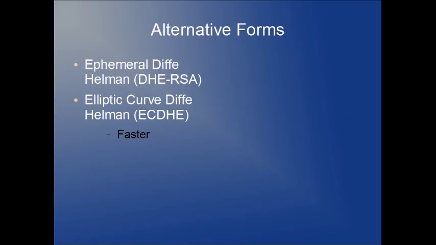There are some alternative forms which are used quite commonly. Ephemeral Diffie-Hellman, which is marked as DHE-RSA, is one of them. A faster version is the elliptic curve Diffie-Hellman, which is marked as EC-DHE. If we're looking at any Diffie-Hellman or any TLS certificate encodings.